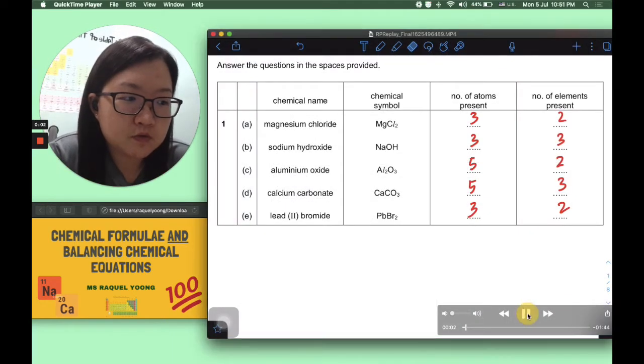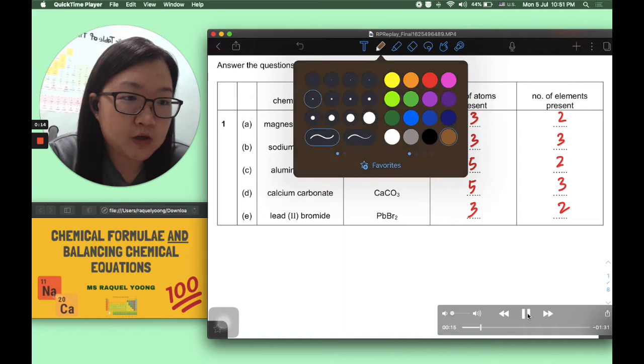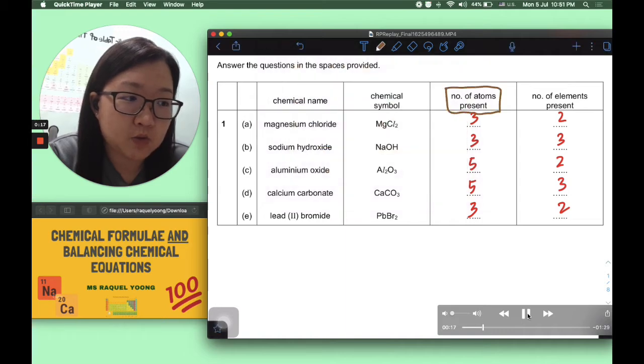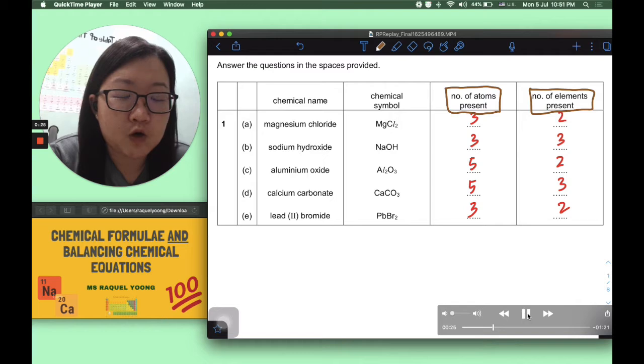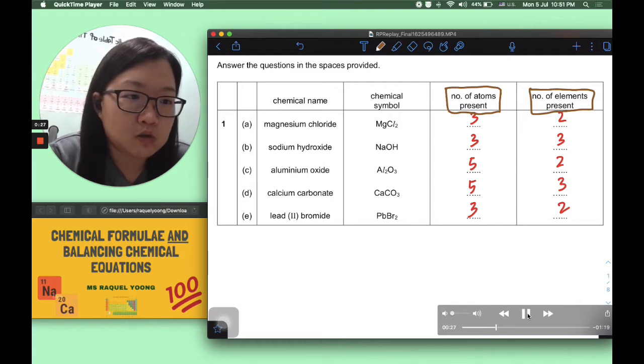Okay, so if we look at question 1, you can see that we are given the chemical name of some ionic compounds, the chemical formula using symbols, and we are asked to find out about two things here, right? Number one, the number of atoms present in these compounds, as well as the number of elements present. So these two types of questions are very, very common for chemical formula type of questions.